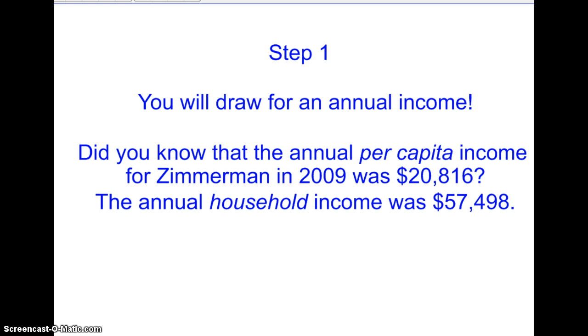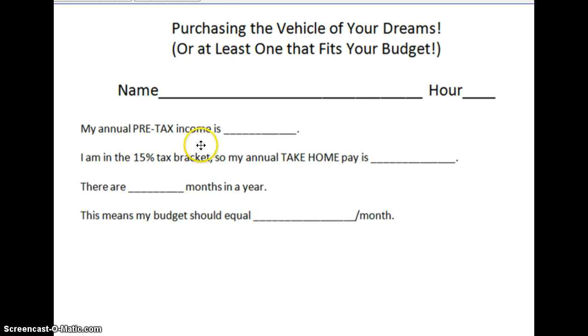So with that, I'm going to walk you through the first piece of the project. You can go to your packet, the front page, and it should look like this. It says purchasing the vehicle of your dreams, or at least one that fits in your budget. I want you to put your name in there, the hour. Now you drew for an annual income, and it should be some nice number, but because I told you that the annual normal income per household is $57,498 in Zimmerman, that's the number that I'm going to use. So I'm just going to put that in there.